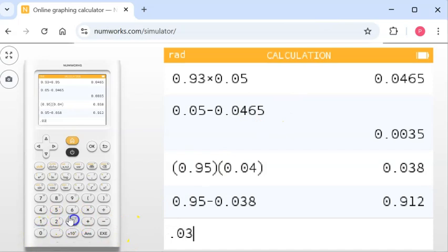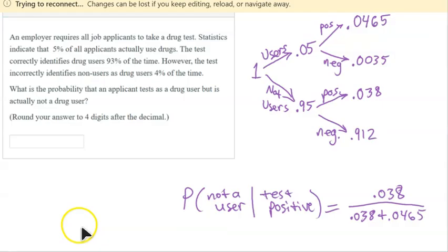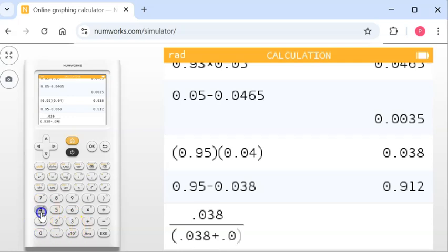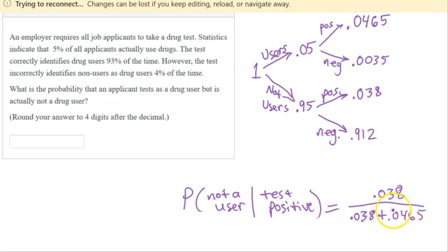And so we're going to put this in the calculator. We're going to do 0.038 divided by parenthesis 0.038 plus, let's see, 0.0465, close the parenthesis, hit execute, and we get 0.4497. And so in this box, we're going to put 0.4497, okay?